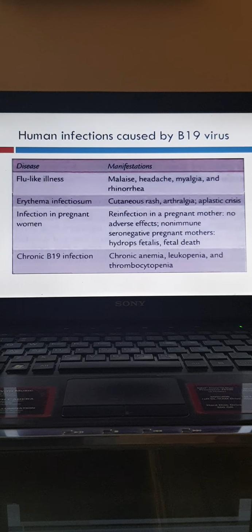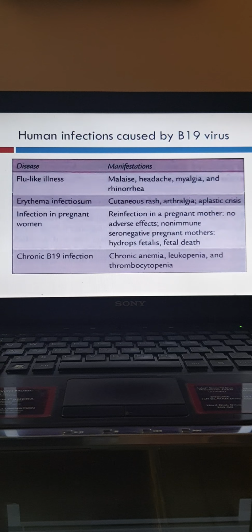So what are the human infections which are caused by B19 virus? Initially, the first presentation would be flu-like illness. Here, the presentation would be like malaise, headache, myalgia, and rhinorrhea. After this would be erythema infectiosum. Here, there would be presentation of cutaneous rash, arthralgia, aplastic crisis.